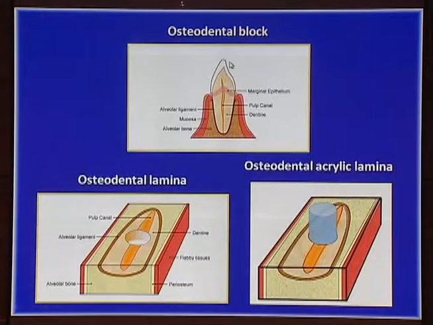So we've got the osteodental block, its anatomy. The osteodental lamina, which is the block, smooth and cleaned and prepared for the cylinder. And the osteodental acrylic lamina, acrylic because the cylinder is inserted in it.